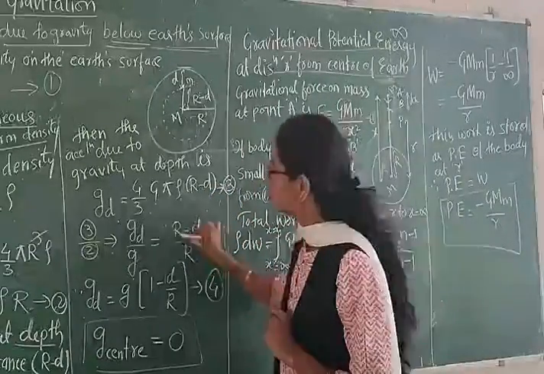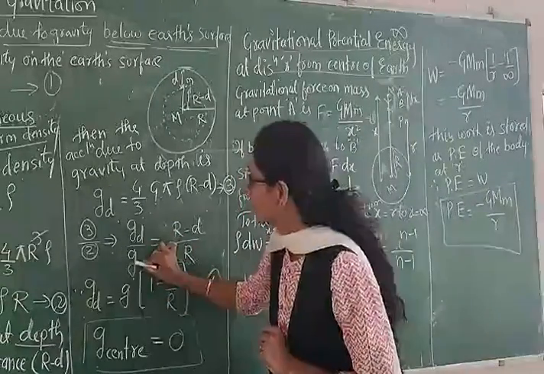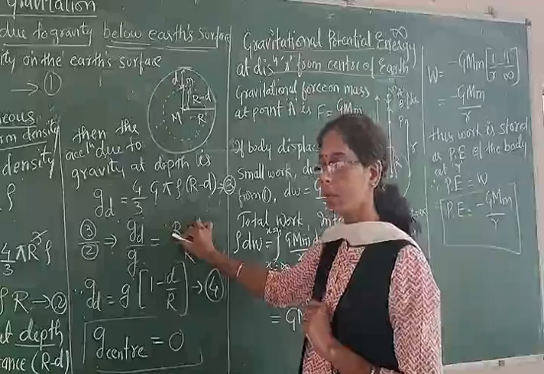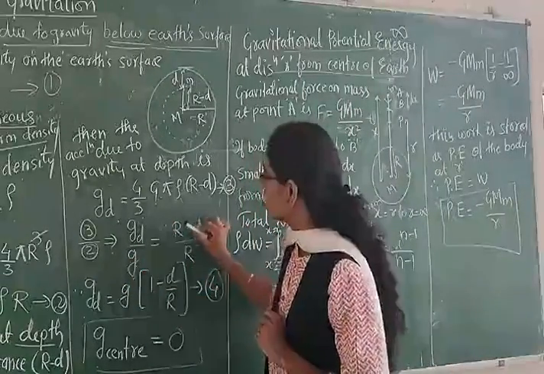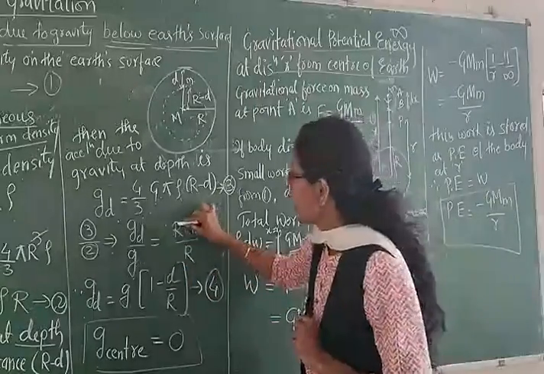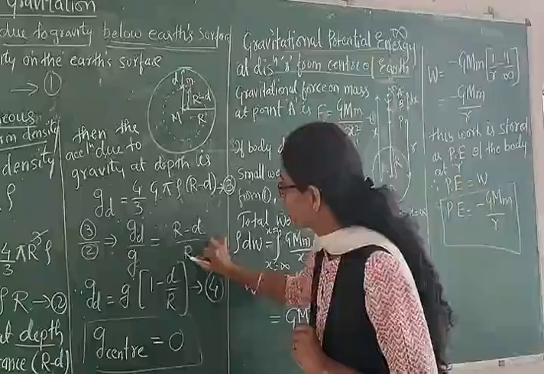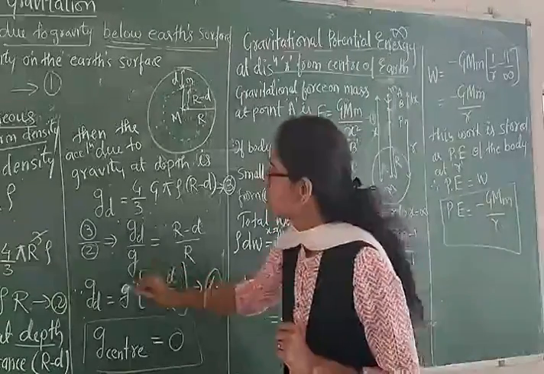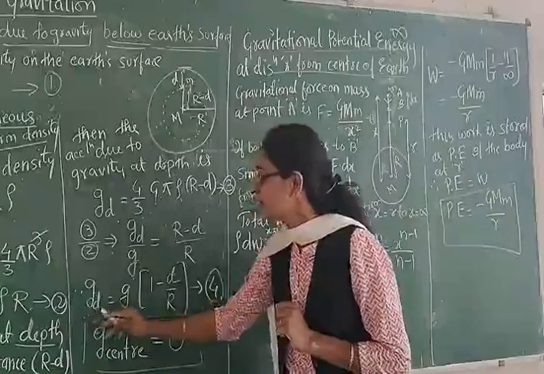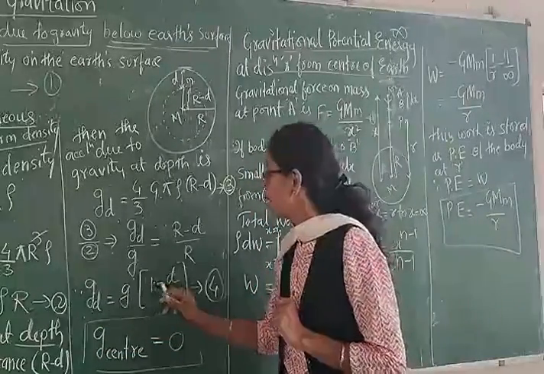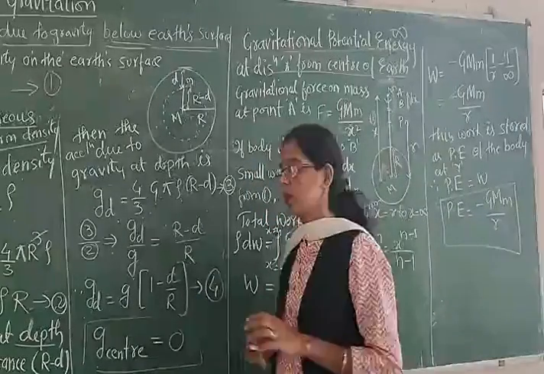Further, I will write the equation in terms of g_d. So g_d is equal to, I will shift this g over to the numerator. We are getting g_d is equal to g into 1 minus R divided by R, which is nothing but 1 minus d divided by R. I have kept it as it is. So the equation for acceleration due to gravity at a certain depth will become g_d is equal to g into 1 minus d divided by R. Let this be equation number 4.